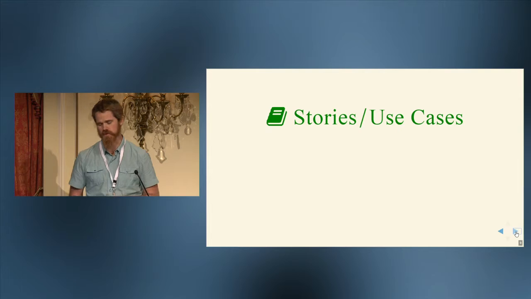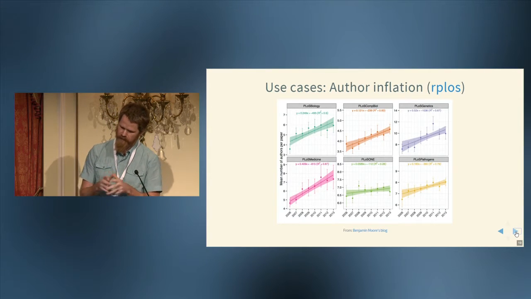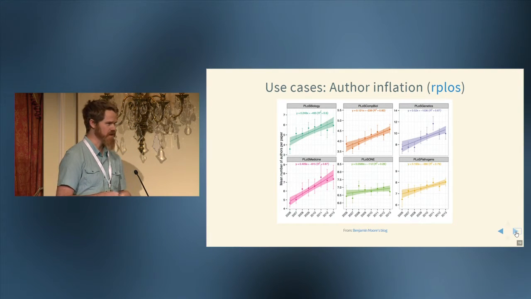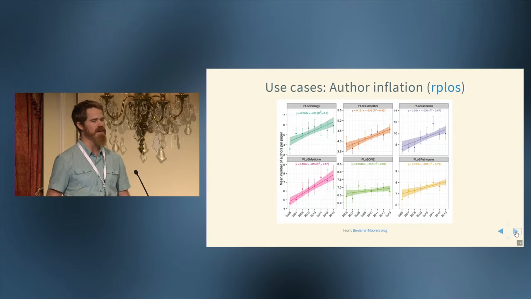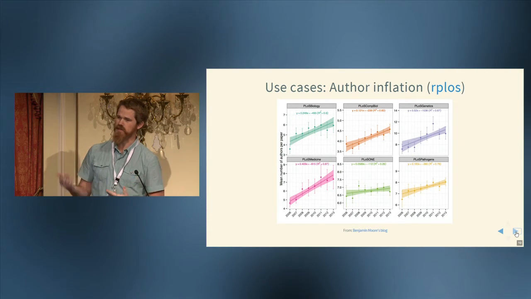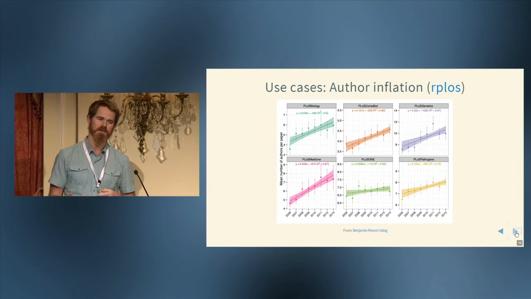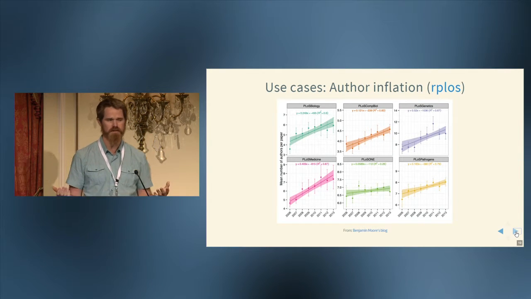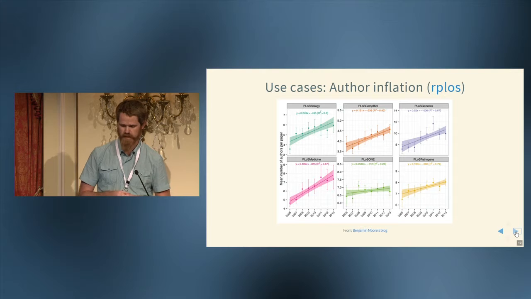So some stories first. I think I have five examples here. We're not interested in the p-values and all that. We're just interested in the questions people are asking because it'll give you an idea of what people could potentially do with maybe data that Crossref is providing.